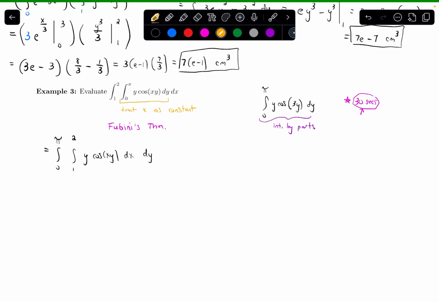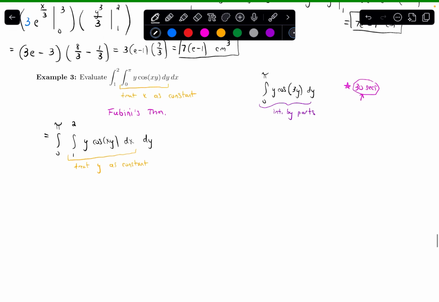So when I look at this inner integral, it's dx, so x is the variable, but y gets treated as a constant. So treat y as a constant. Okay, so doing this, I get the outer integral from 0 to pi. And now when I do this antiderivative, y gets treated as a constant. So this y in front just stays multiplying the antiderivative of that cosine term. I know the antiderivative of cosine would give me a sine. So I know I'd have sine of xy.